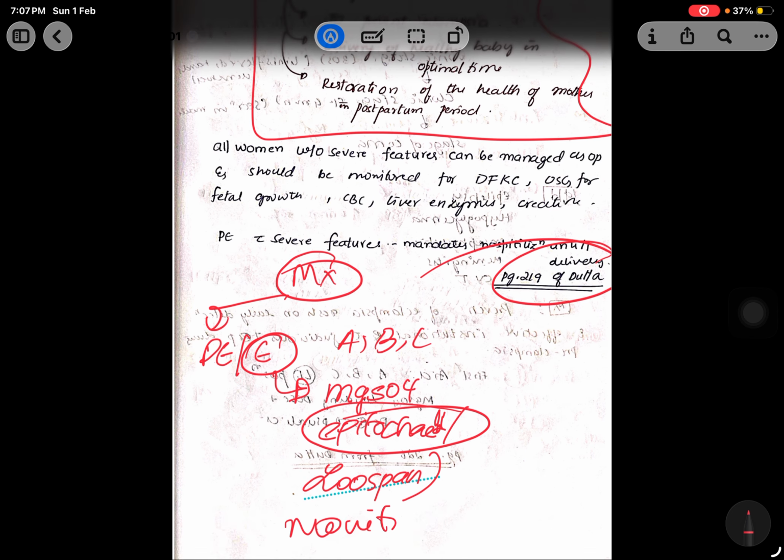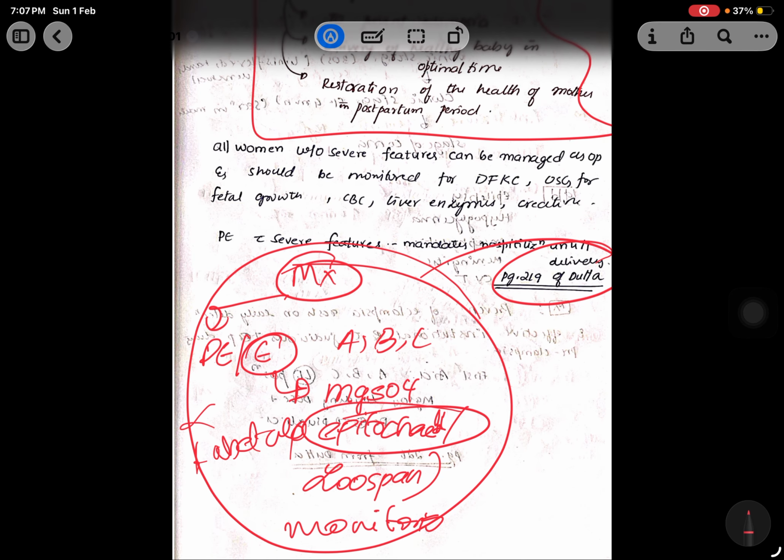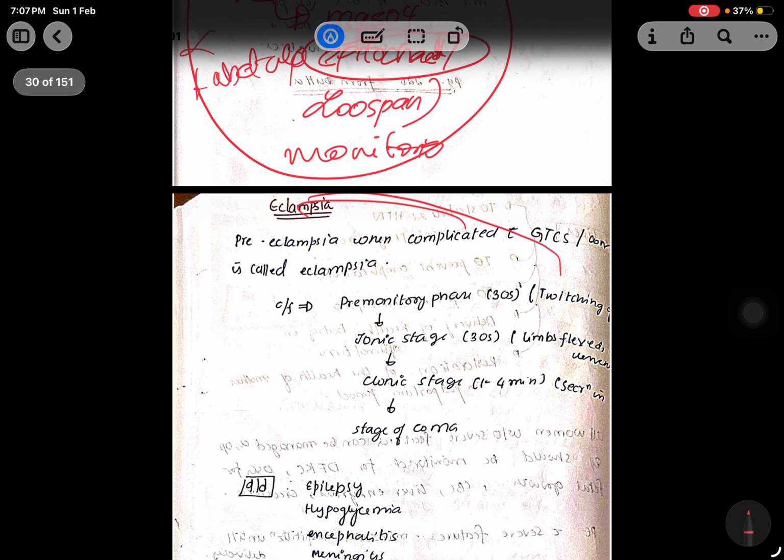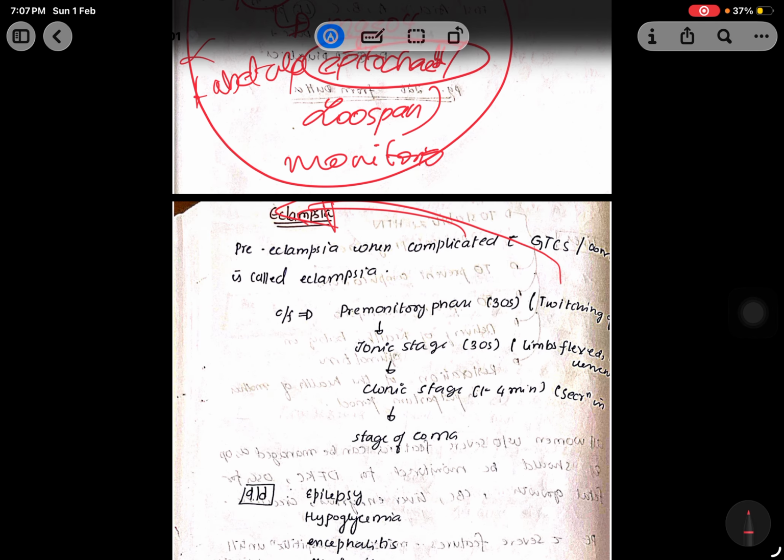Then you need to write about how you manage it. But if she is in preeclampsia or eclampsia, and if she has hypertension, then you have to talk about labetalol. So based on this, we'll discuss at the end how to go with the flowchart which is given. When preeclampsia is complicated with GTCS, that is called eclampsia, which we have already discussed.